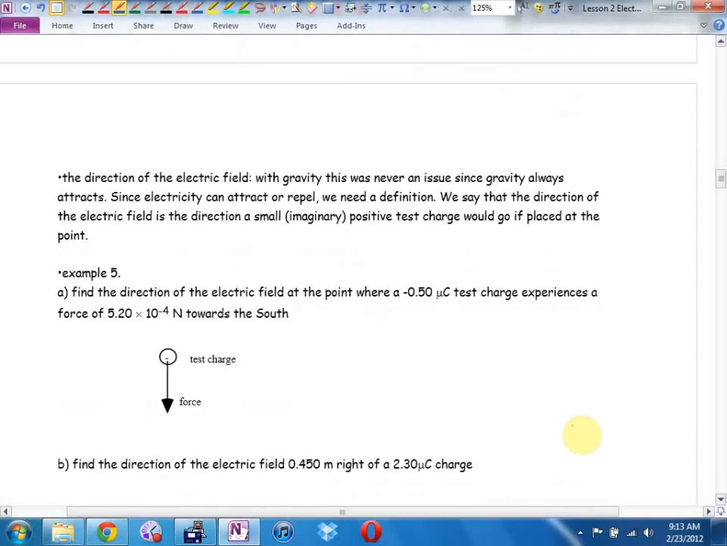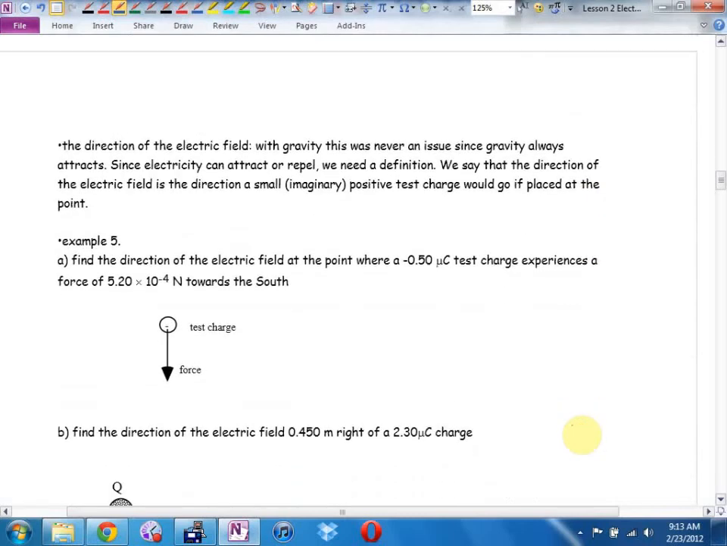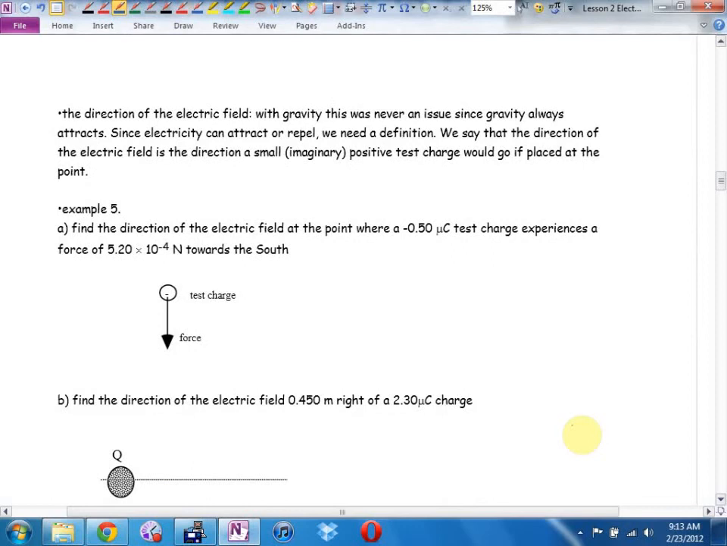Turn the page. Second key idea. The direction of the electric field. With gravity, it was never an issue because gravity always attracted. Things fall down, Joel. They don't fall up. But electricity can attract or repel. We need to define a direction.